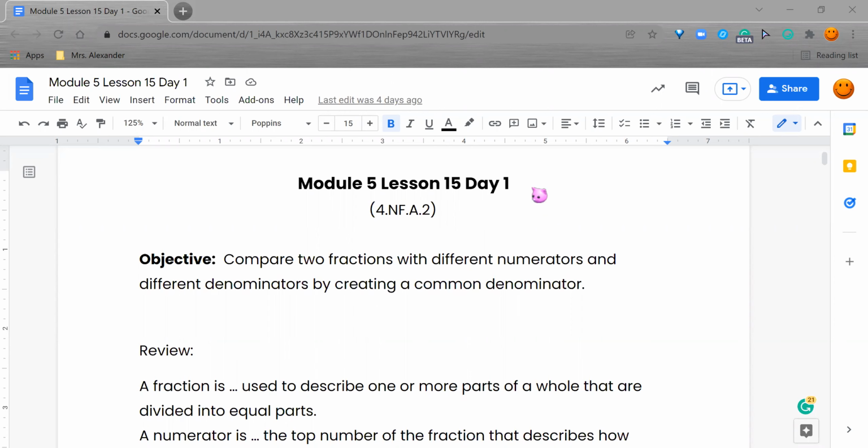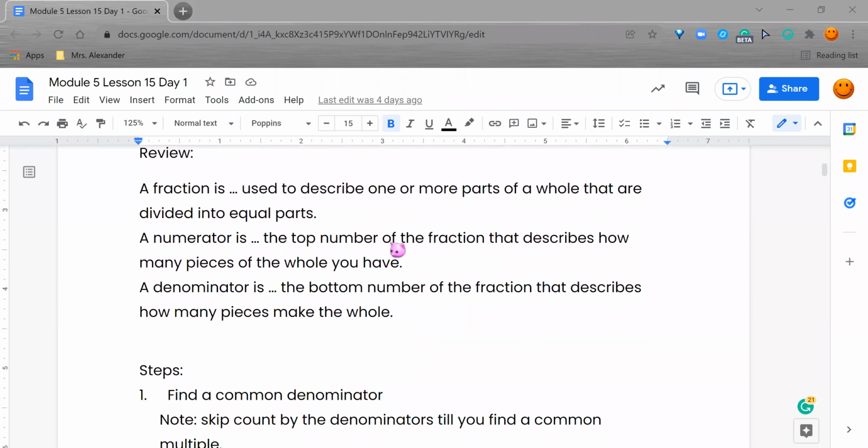So we have been studying this, and this is more of a little review before we move on to another concept. Remember, we always review our vocabulary words. We have a fraction. Yes, it describes one or more parts of a whole, divided into equal parts. We have a numerator. Great job. It is the top number of a fraction that describes how many pieces of the whole you have. And then we have the denominator, the bottom number of the fraction that describes how many pieces make the whole.